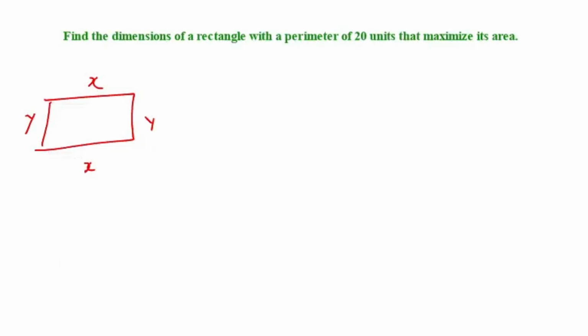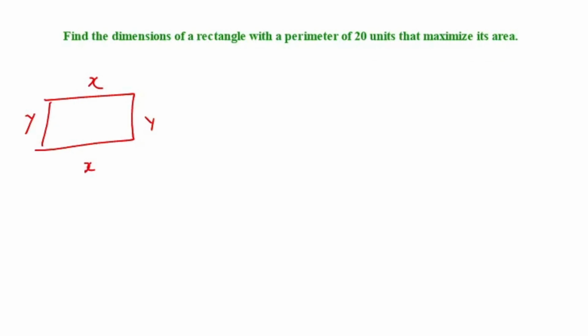Here we have a perimeter area optimization problem, and I have to say it's one of the easier optimization problems to understand. So let's get to it. It says find the dimensions of a rectangle with a perimeter of 20 units, and maximize its area.